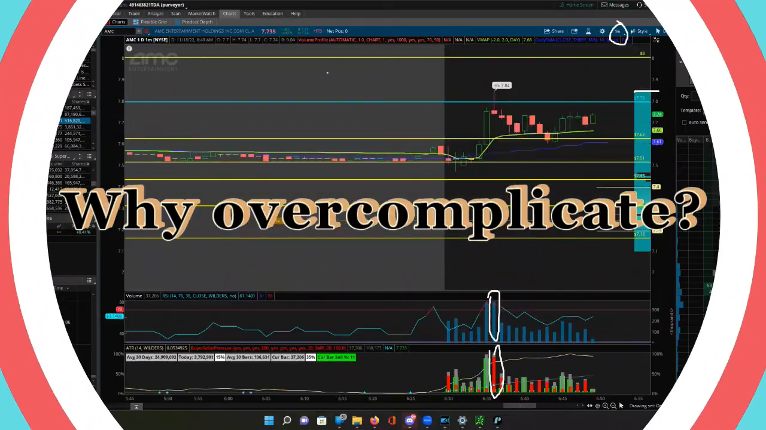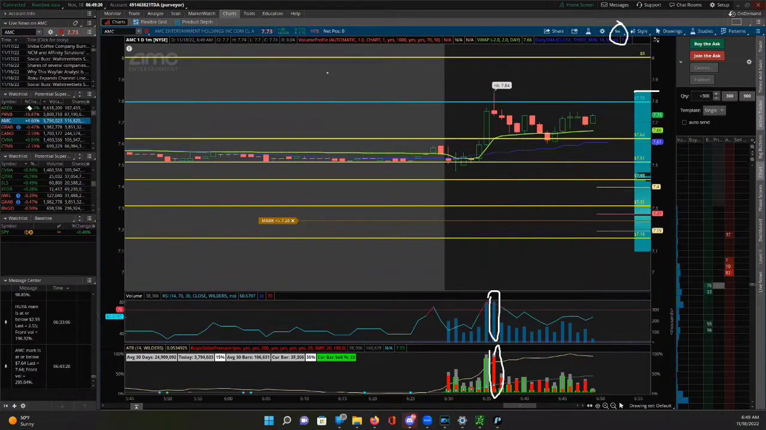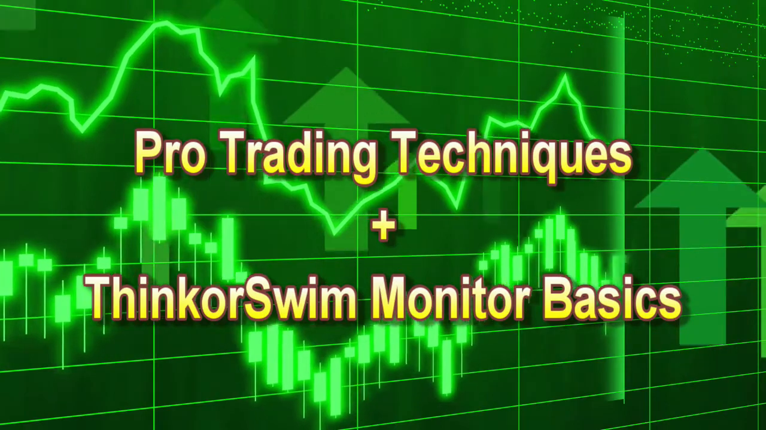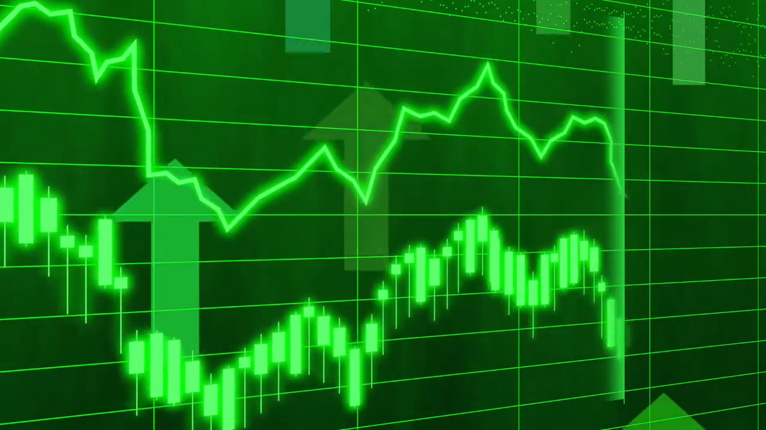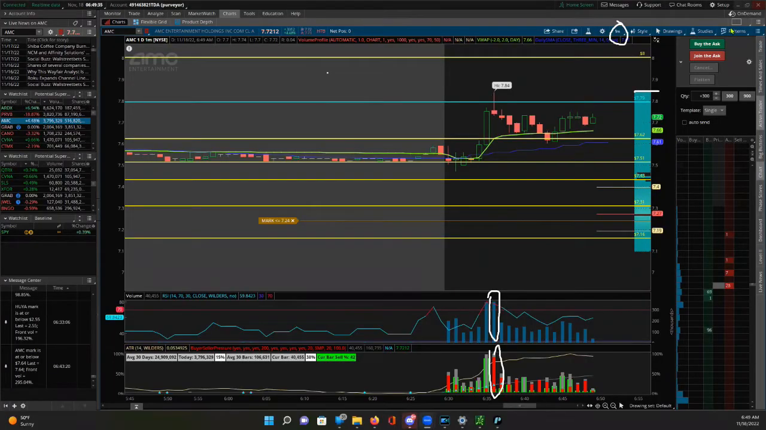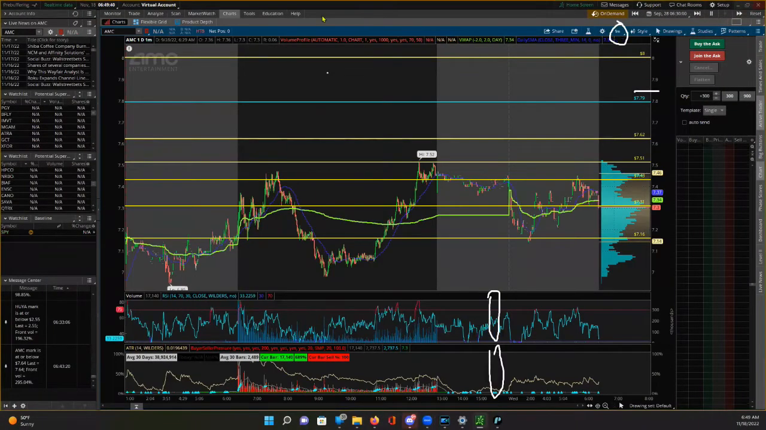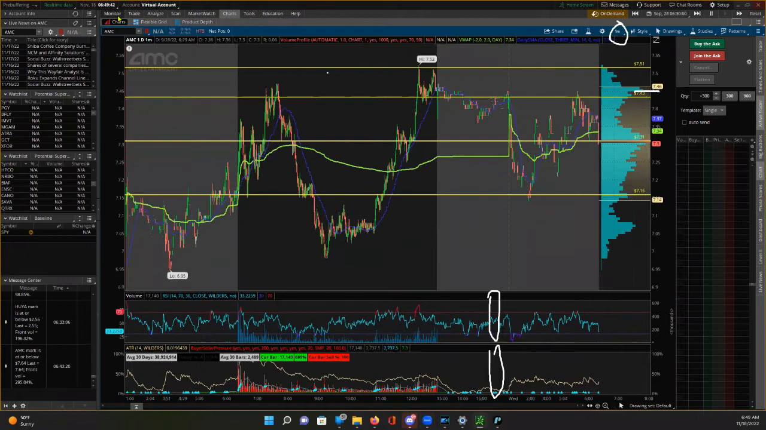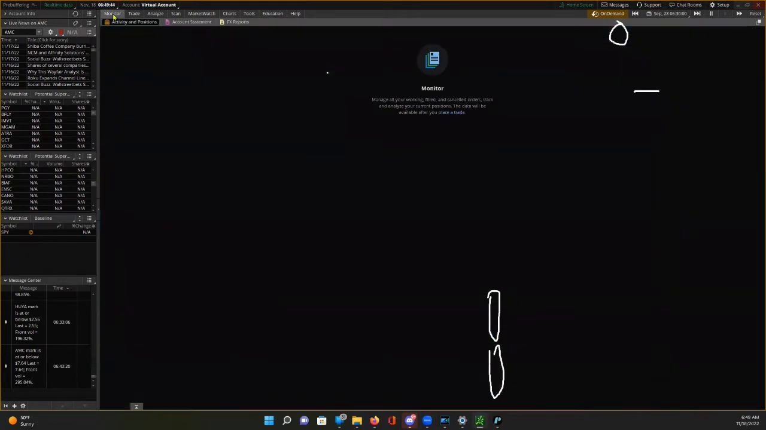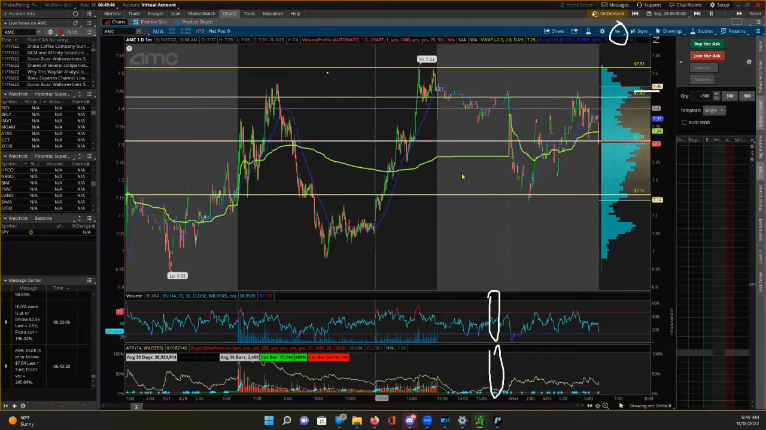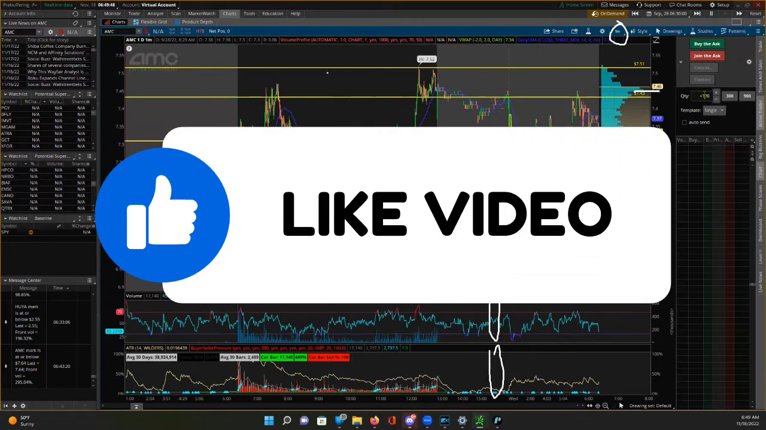Reminder about some key trading techniques, as well as a recap on how to use your monitor. So go to your monitor. How do we use our monitor? Okay, let's say we place a trade for one share of AMC.